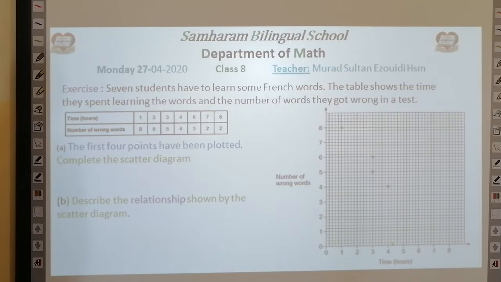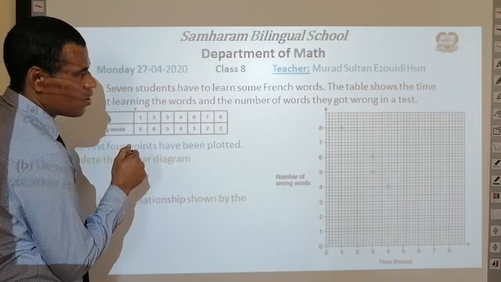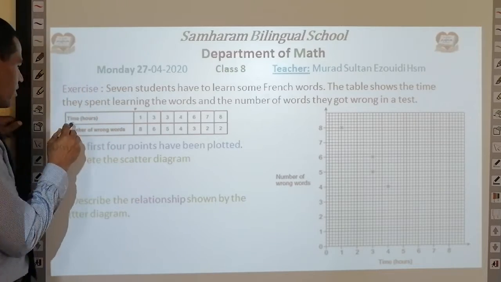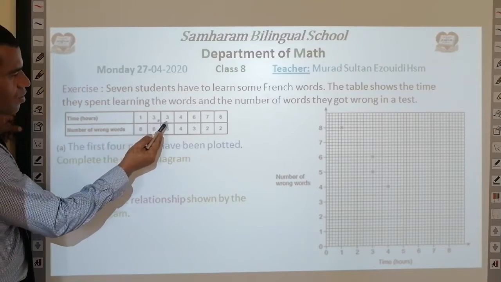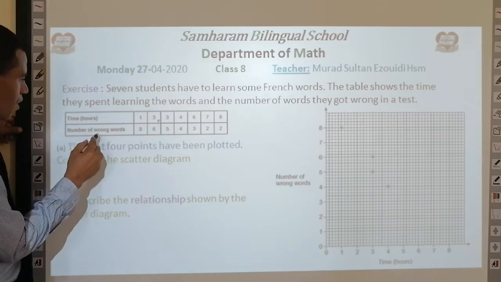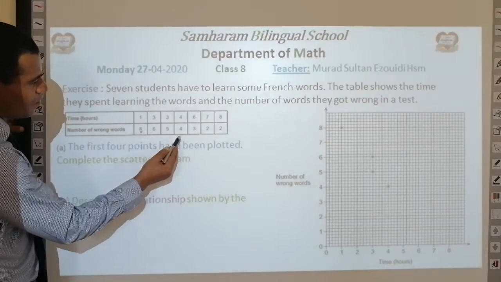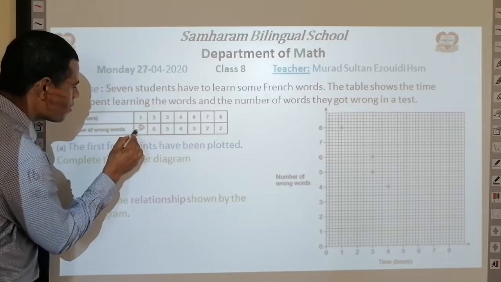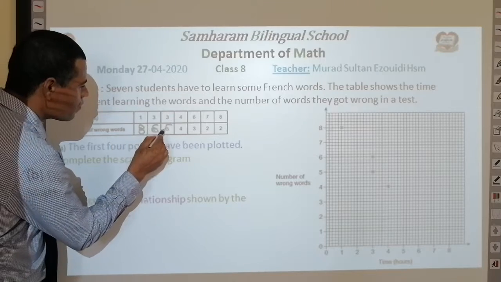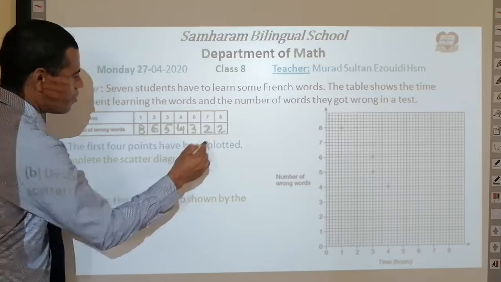Exercise. Seven students have to learn some French words. The table shows the time they spent learning the words and the number of words they got wrong in a test. Time in hours: 1, 3, 3, 4, 6, 7, and 8. Number of wrong words: 8, 6, 5, 4, 3, 2, and 2.